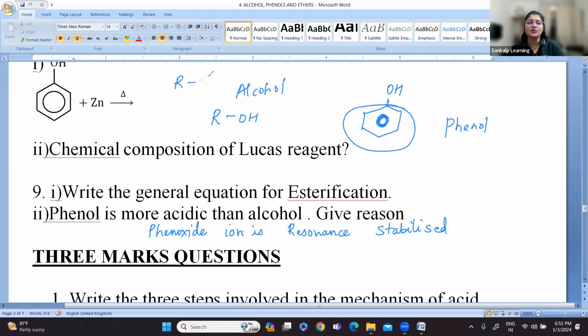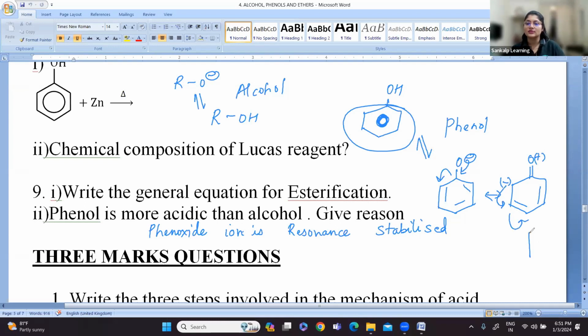When you remove this, it will form RO minus. Now, when you are writing the resonance structure for the phenoxide ion, this will be O minus. This O minus will undergo different resonance structures. So these are the resonance structures. I'm writing the resonance structures. This phenoxide ion can be resonance stabilized, and because of that, phenol is more acidic.